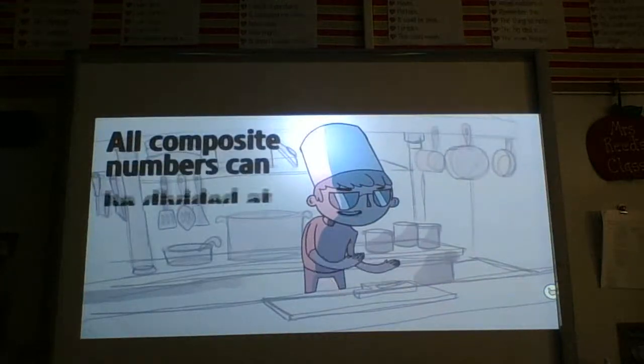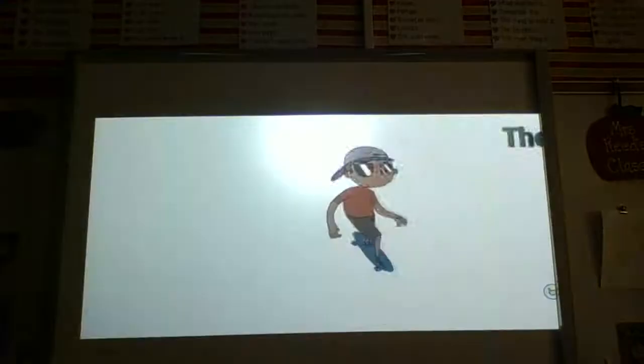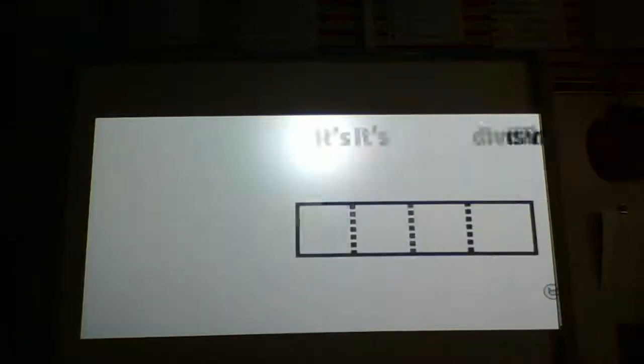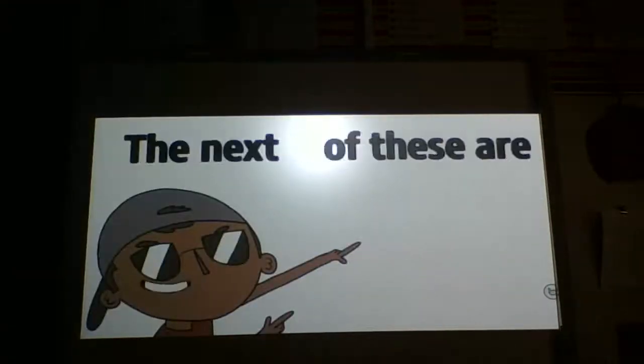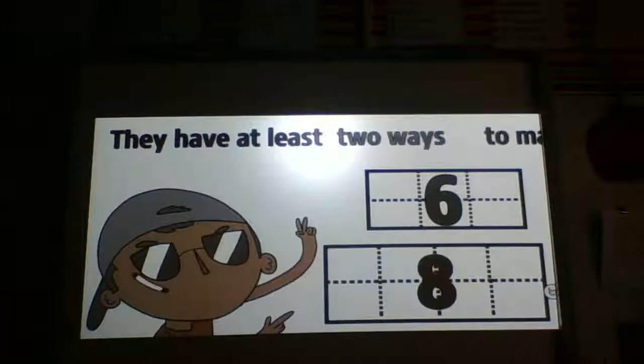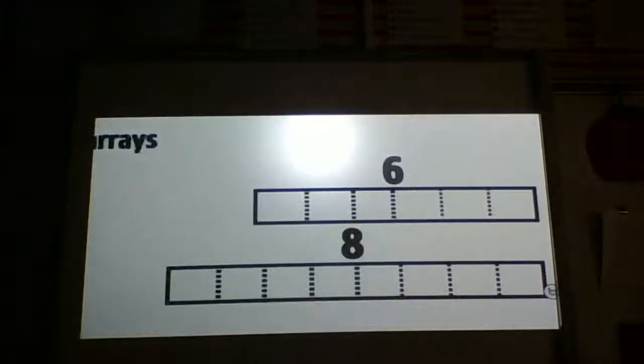All composite numbers can be divided at least 3 ways evenly. The first composite number is 4. It's divisible by 3 numbers or more. The next of these are 6 and 8. They have at least 2 ways to make an array.